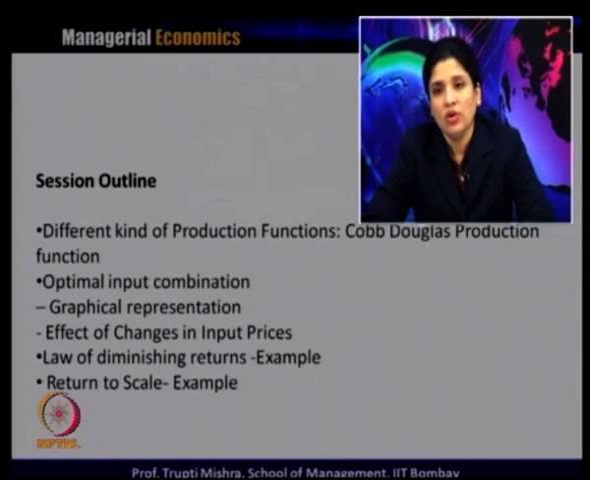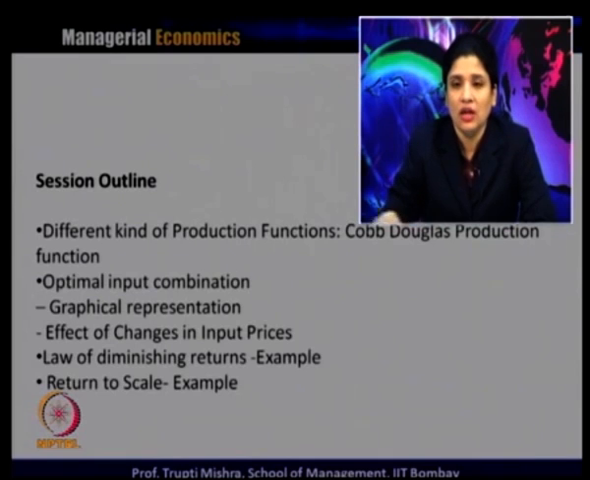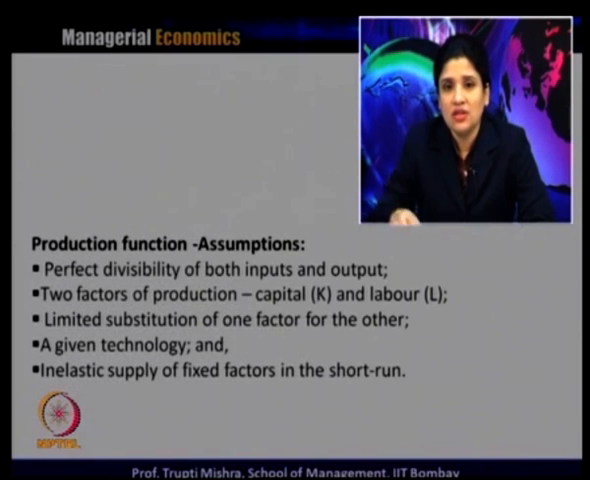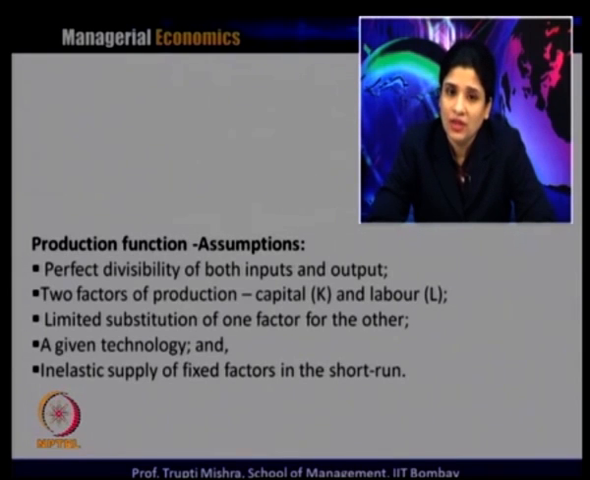Then we will talk about numerical examples related to the law of diminishing returns and returns to scale, and how generally the firm uses these laws empirically, whether it really works that marginal product decreases and then reaches negative, and whether there is evidence of increasing, decreasing and constant returns to scale. To start today's discussion, we will see that all production functions are based on assumptions.